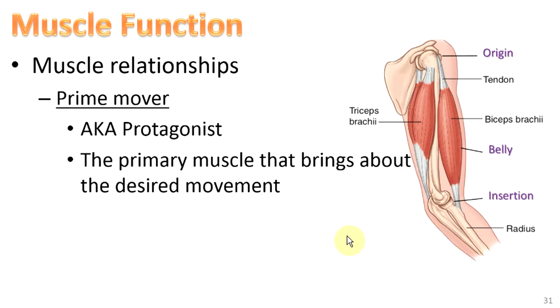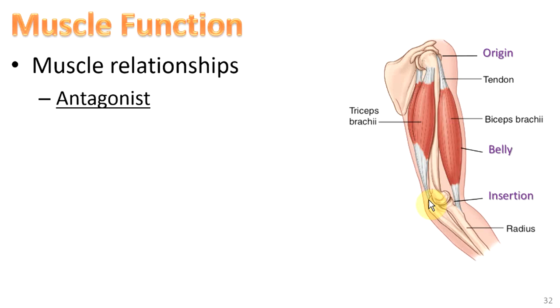Now, a muscle can only pull and doesn't push. If we need to do the opposite action, then we need another muscle to pull it the opposite direction, because we can pull the forearm up with the biceps, but we can't push it back down with the biceps. So we need another muscle to do that. And of course, that's going to be the triceps, which is on the other side here and attaches to the olecranon process. And that muscle is called the antagonist.